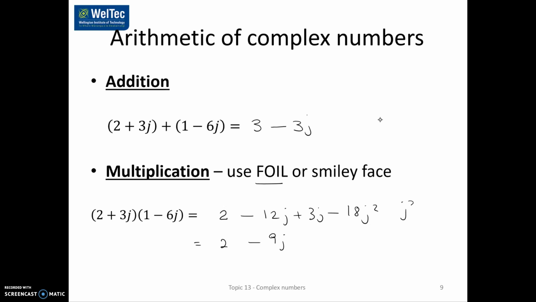So negative 18 times negative 1 would be plus 18, and that would give us 20 minus 9j. So you see that a complex number times a complex number gives us another complex number.